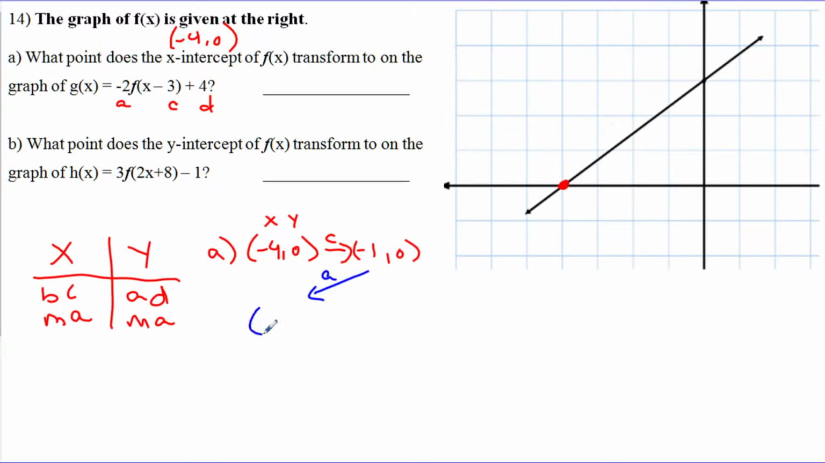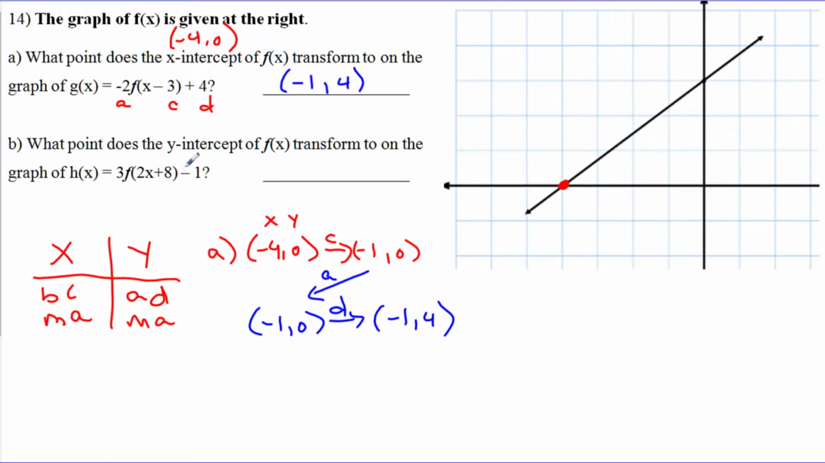Well, guess what? That doesn't really change anything because 0 times -2 is still 0. So I'm still at -1, 0. And then I need to do a d transformation out here, which says add 4, because that's my d value, add 4 to the y value. So I'm going to end up at the point -1, 4. And I'd say this is the answer to their question. After all 3 of these transformations, on my x-intercept, I end up at -1, 4.